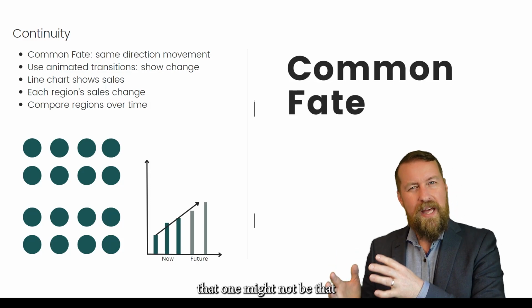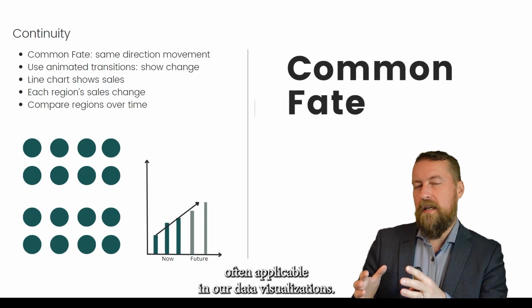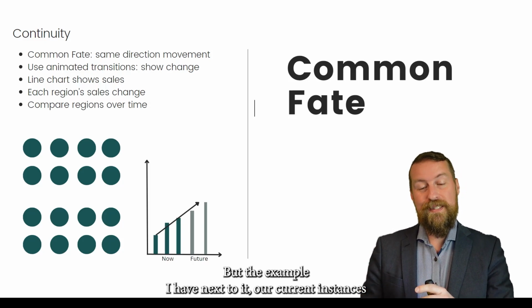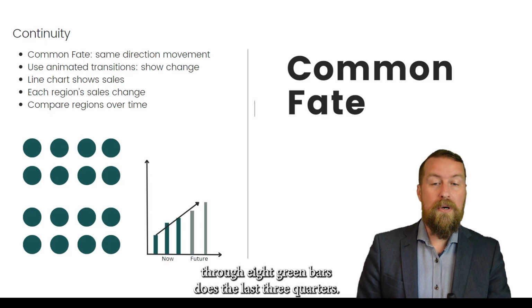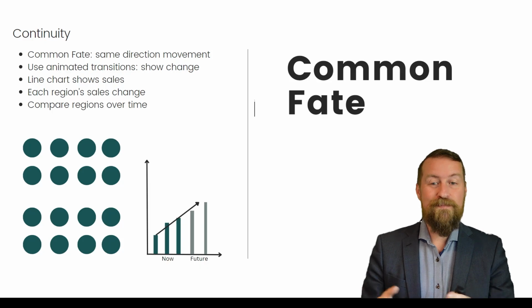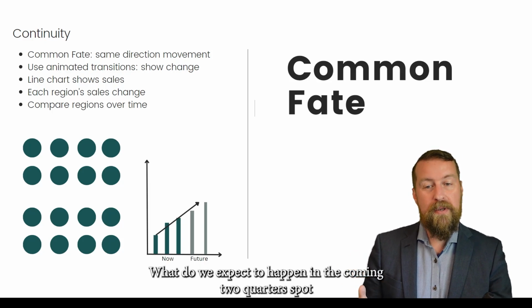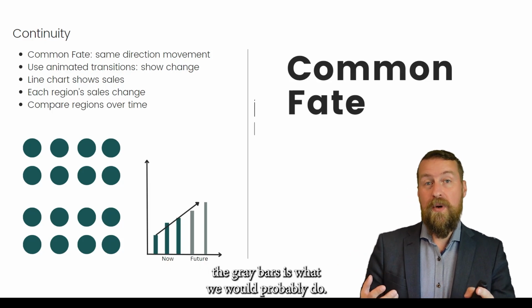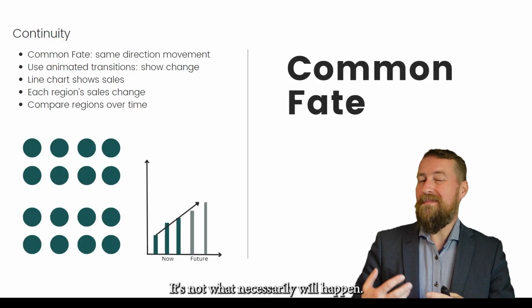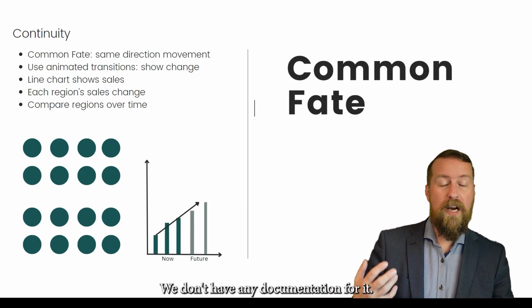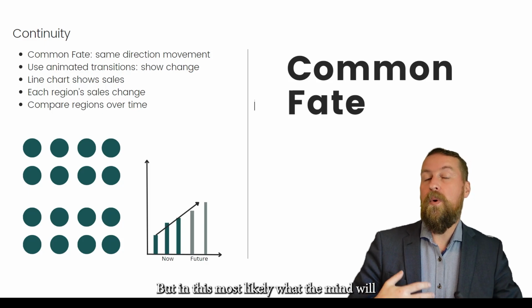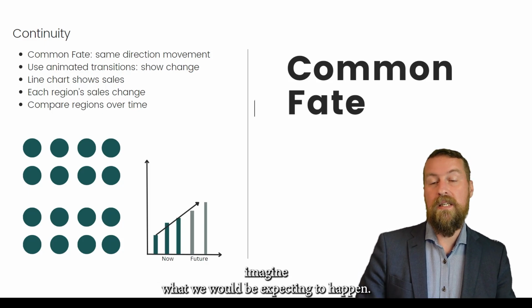That one might not be that often applicable in our data visualizations, but the example I have next to it shows our current status, 3 green bars. That's the last 3, say, quarters. What do we expect to happen in the coming 2 quarters? Well, the gray bars are what we will probably do. It's not necessarily what will happen. We don't have any argumentation for it, but it is most likely what the mind will imagine, what we will be expecting to happen.